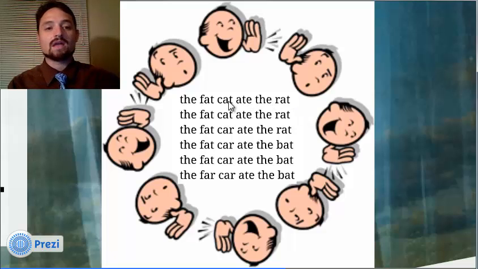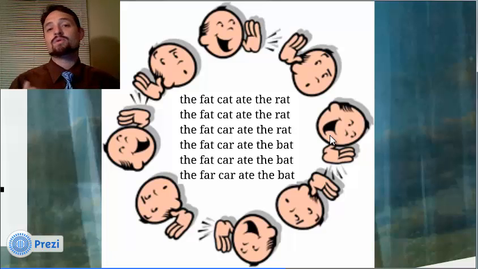So the fat cat ate the rat. The next person got that and says the fat cat ate the rat, but then the next person hears the fat car ate the rat. So now there's been a change, and in DNA at that point, at that change, if that change doesn't kill that individual, and or if that change helps that individual survive better, natural selection would take over and allow that to be passed down then to the next generation.